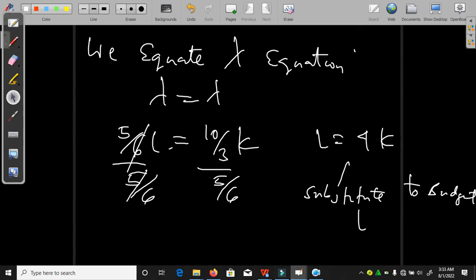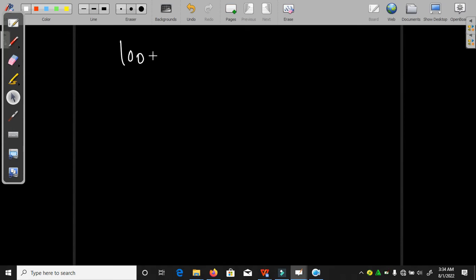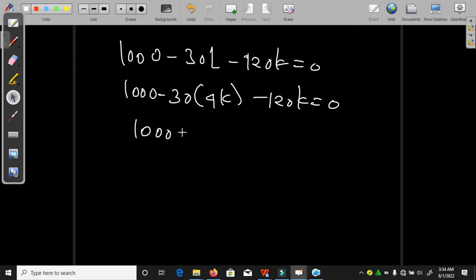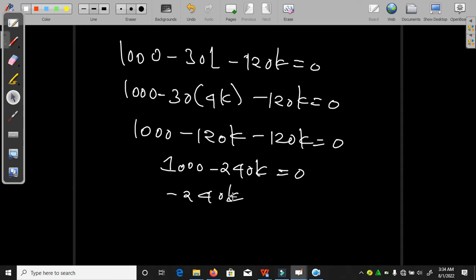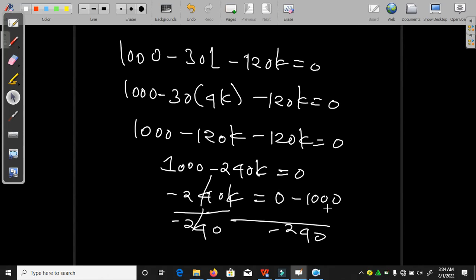Now from this 4k we plug into the budget constraint, so as we can obtain the values of k and L. We take out 1000 minus 30L minus 21k, which is equal to 0. We plug in our 4k for L and we'll obtain the value of k. So divide by negative 240 both sides, you'll obtain k, which is equal to 4.16 or 25/6 when we put it in fraction form.